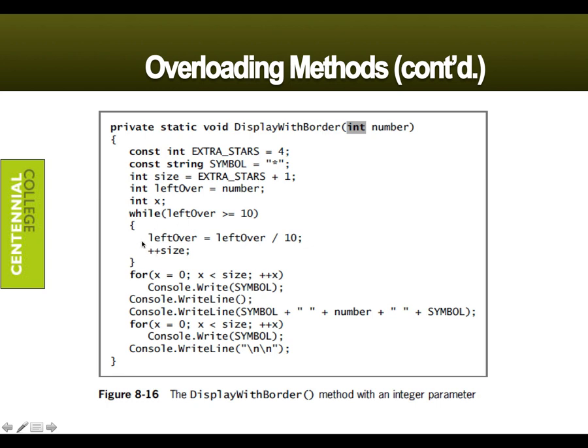So it loops through. It's going to say how many leftover. If leftover is greater than or equal to 10, and we calculate leftover by saying it's equal to number, that's incoming. And for x equal to 0, x less than the size, which we calculate as extra stars plus 1, extra stars being 4. There's a lot of duplication here. Extra stars is 4, the size is 5, 4 plus 1.